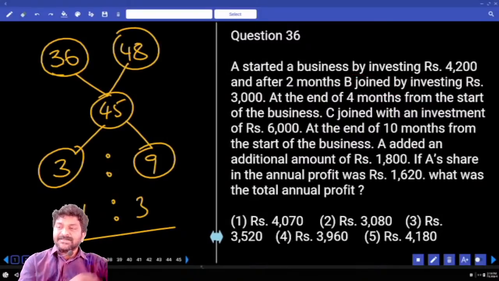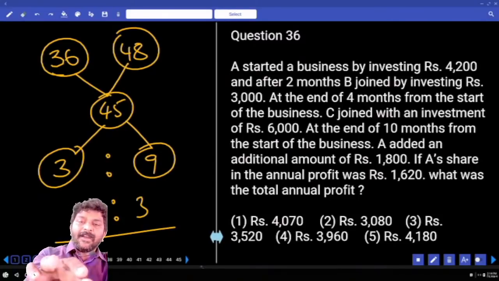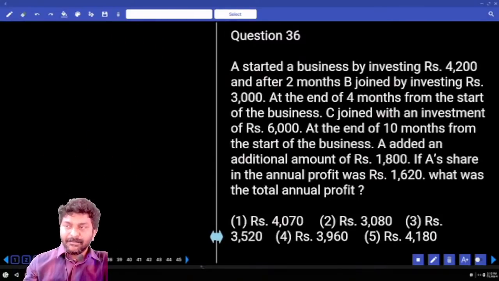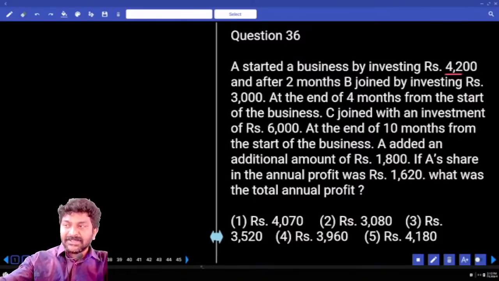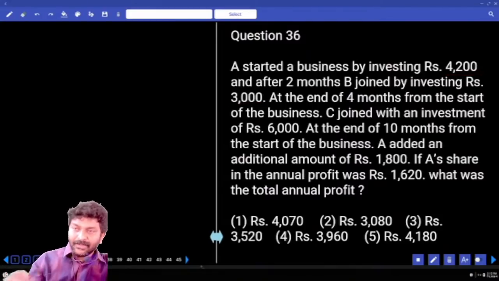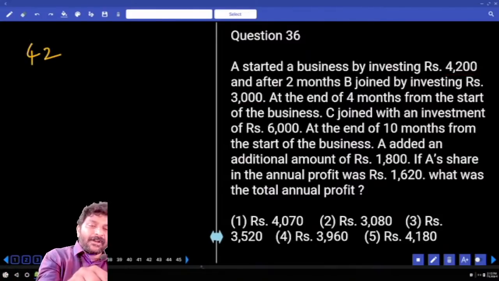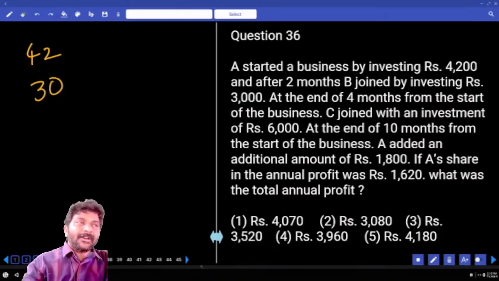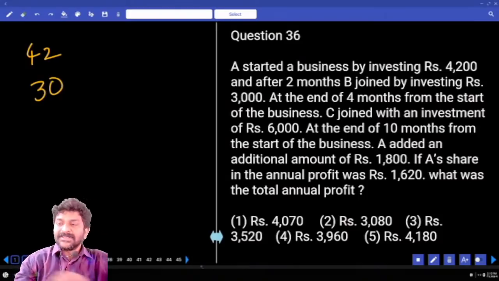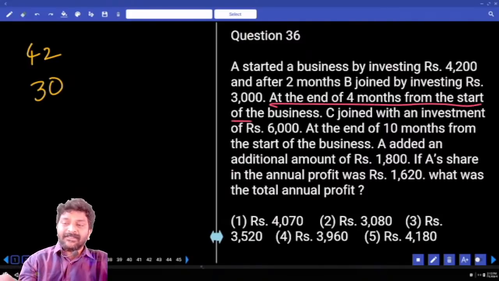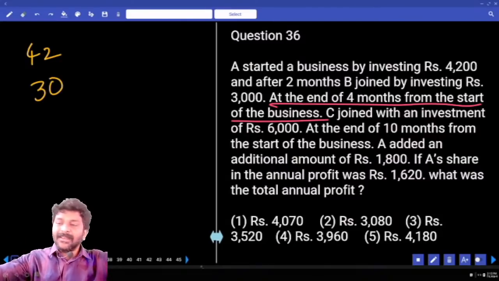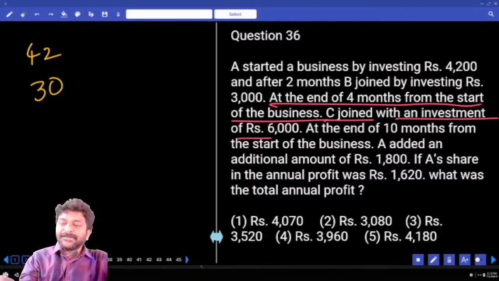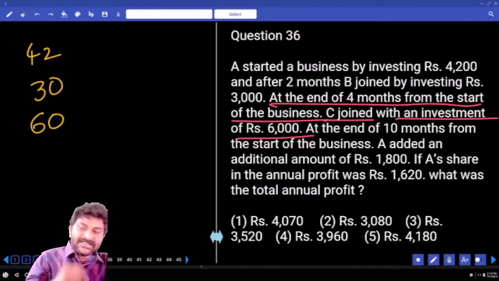A started a business by investing 4,200 and after 2 months from the start of the business, B joined with 3,000. When you look at their investments, 2 zeros are clearly common, right? So I'll write A's investment as 42, B's investment as, after how many months did B join? 2 months. At the end of 4 months from the start of the business, C joined, that means he joined after 4 months with an investment of 6,000. So we'll write it as 60.